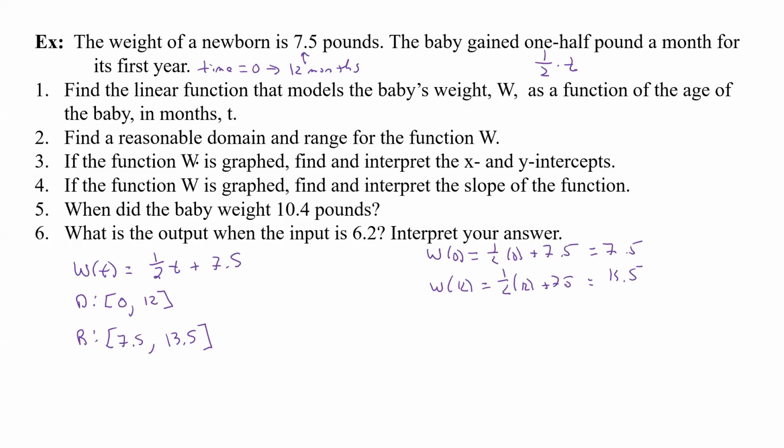Now, if we actually would graph this, we could graph y equals 1/2 t plus 7.5, and it'd be a nice line. It goes up 1 over 2, up 1 over 2, starting at the 7.5. But what we want to do is find and interpret the x and y-intercepts. Okay, well, when the input is equal to 0, that's going to give us the y-intercept. And when that happens, we have w of 0. Well, we've already found w of 0, that's 7.5. So we won't have to do that problem again, okay?